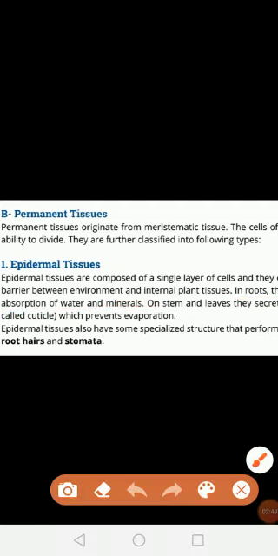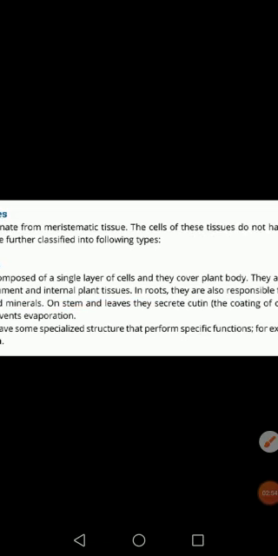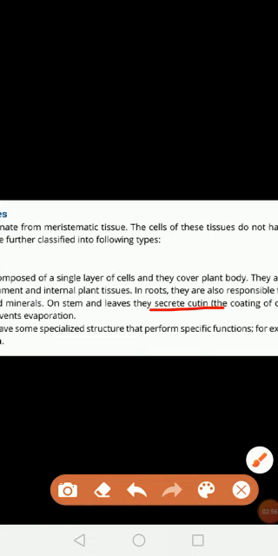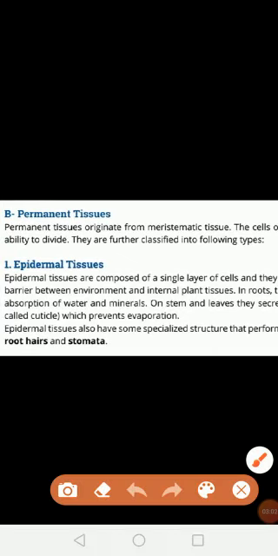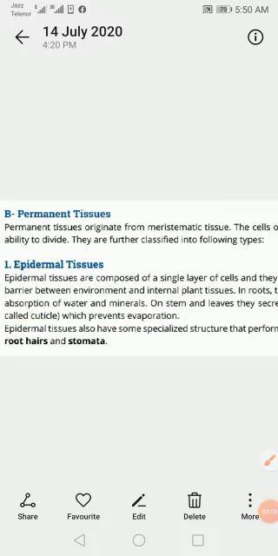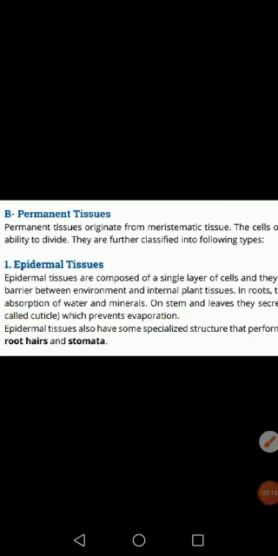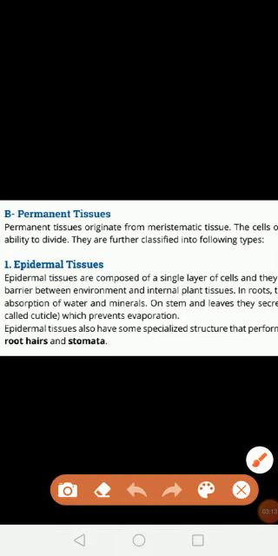On the stems and leaves, they secrete a layer which is known as cutin. The coating of cutin is known as the cuticle, and this cuticle prevents evaporation. So on stems and leaves, these epidermal tissues prevent evaporation.